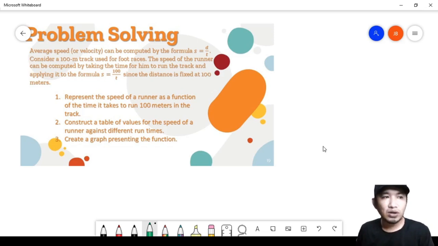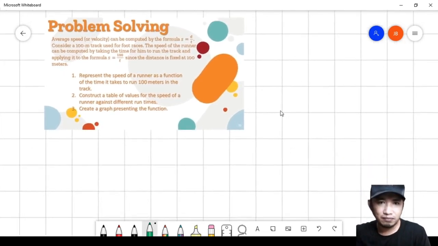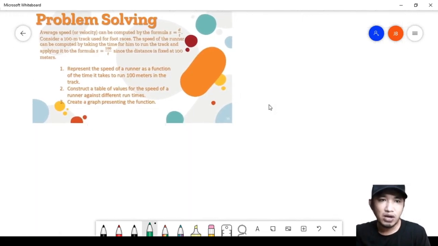Okay, question number 1. Represent the speed of the runner as a function of the time it takes to run the 100 meters in the track. Number 2. Construct a table of values for the speed of the runner against the different run times. Number 3. Create a graph presenting the function. Okay, so number 1 muna.